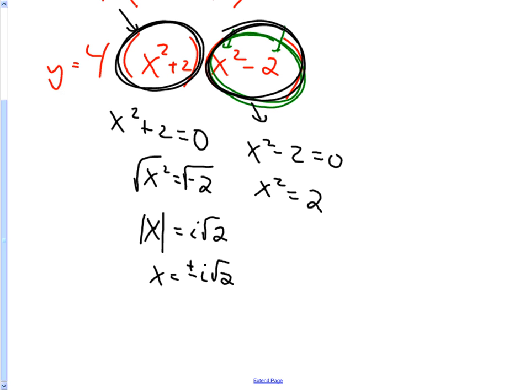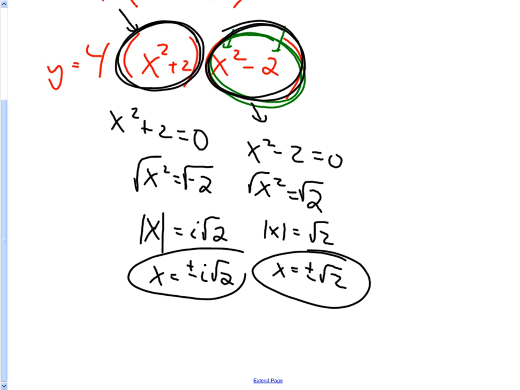Over here, this is a lot easier because you just take the square root and it doesn't have the i. The absolute value of x equals the square root of 2, so x equals plus or minus the square root of 2. There's 2 answers, and there's a total of 4 roots. All right. You get that? Did it follow through? Did it make sense?